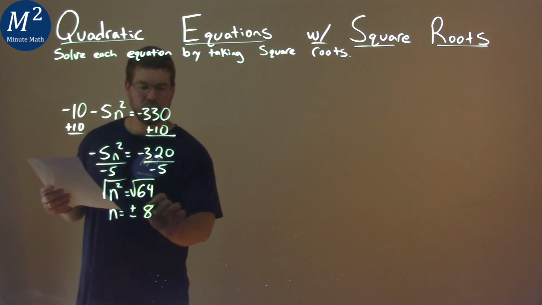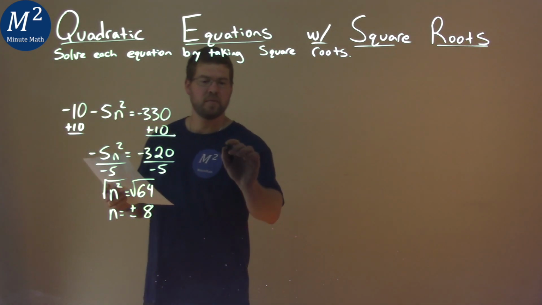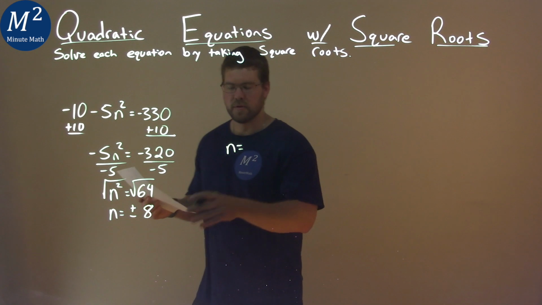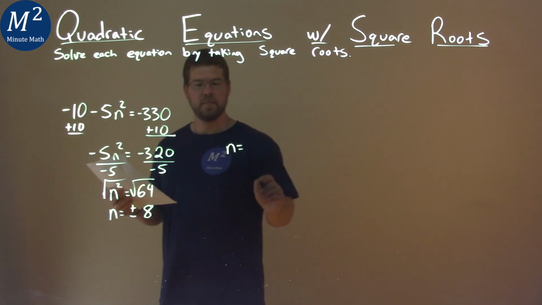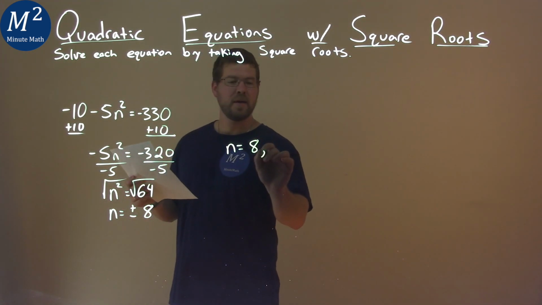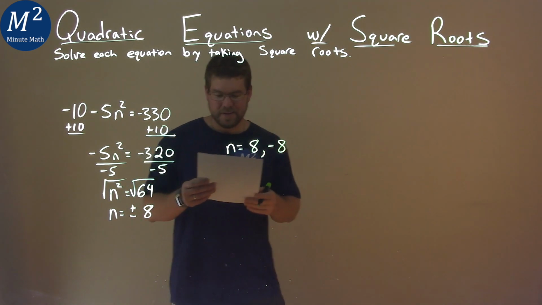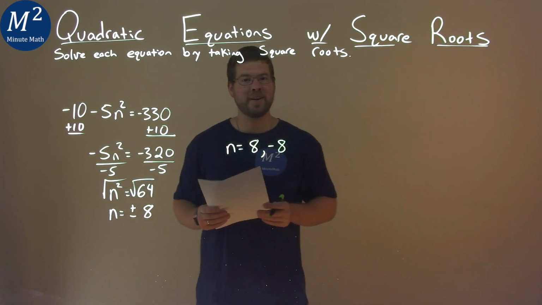It's just an 8. So we're pretty much done, and we can write this as one statement like this, or in two parts. Instead of plus or minus 8, it's n equals a positive 8, and n equals a negative 8, and that's it. That is our final answer.